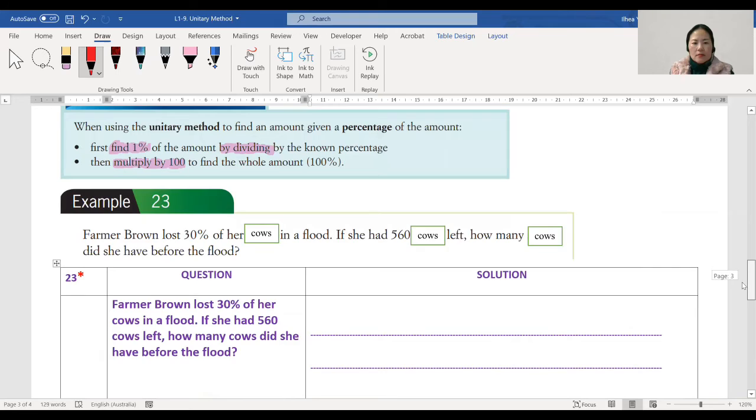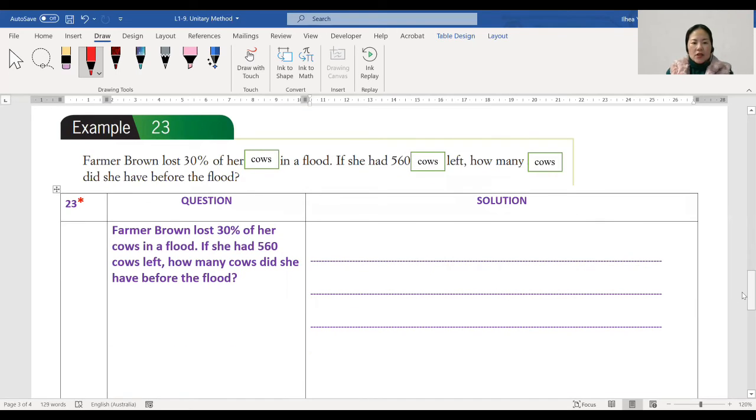Next question. Farmer Brown lost 30% of her cows in a flood. Oh, that's very sad. If she had 560 cows left, how many cows did she have before the flood? It's got a red star sign on there. That means it's tricky, so you need to think about this. She lost 30% of her cows.